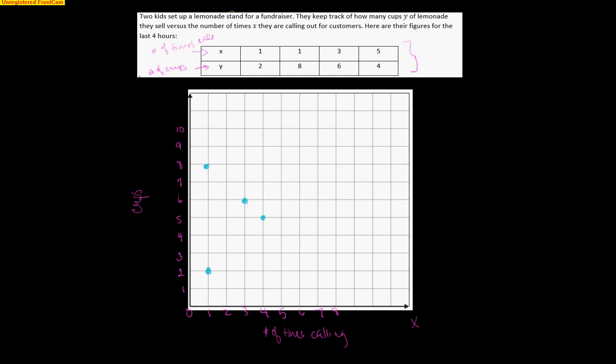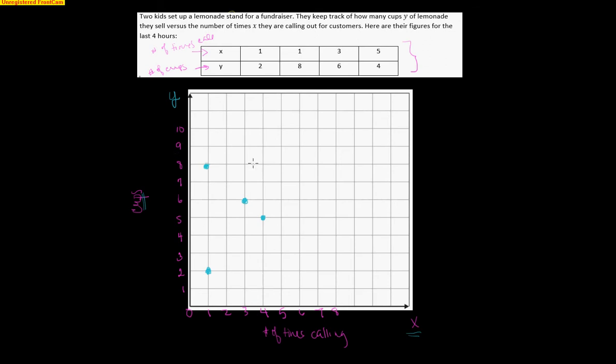Okay, and I've labeled my axes. My x-axis here is the number of times, the explanatory variable, versus the y value. I forgot to mark that. Y is the number of cups of lemonade you sell. As we can see, clearly this does not form a straight line.